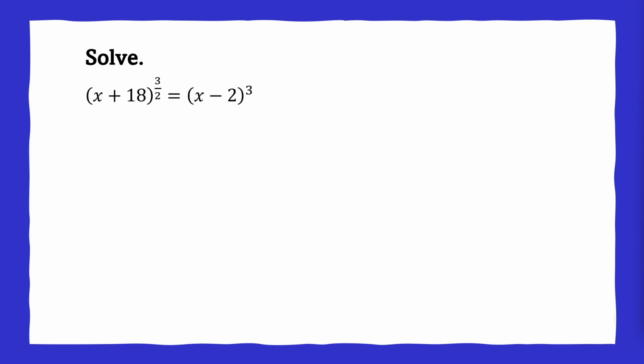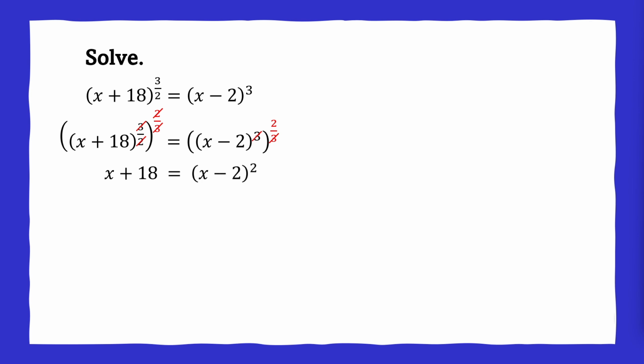This equation contains a fractional exponent. We can eliminate it by raising both sides to the power of the reciprocal, 2/3. Using the rules of exponents, multiply the two fractions, which cancel out each other, giving us x plus 18. Similarly, the 3's cancel out, leaving us with (x minus 2) squared.